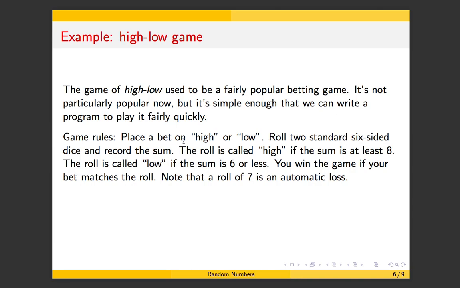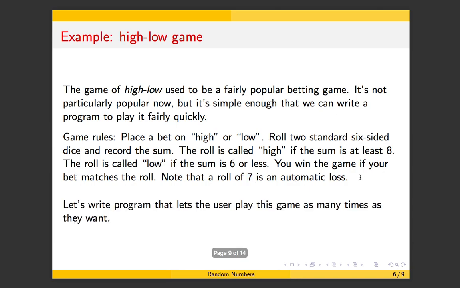So here are the rules. You bet either high or low, so there's only 2 options for you. Then you roll a couple of standard 6-sided dice and record the sum. The roll is high if that roll is at least an 8. The roll is low if it's a 6 or less. You win the game if your bet matches what was rolled. So if you bet high and the roll is high, say the roll is a 10 or something, then you win. But if you bet high and the roll is a 4, you lose. And notice that if the dice roll a 7, that's just an automatic loss for you. You're actually not allowed to bet on 7. That's an automatic win for the house.